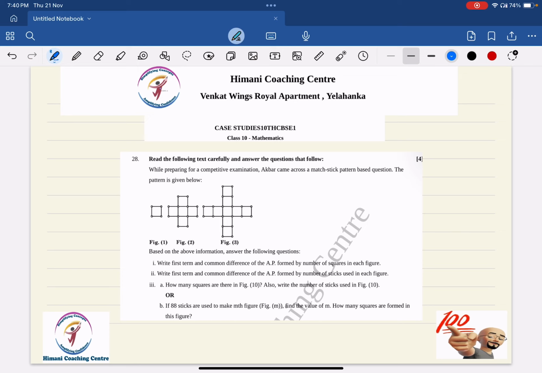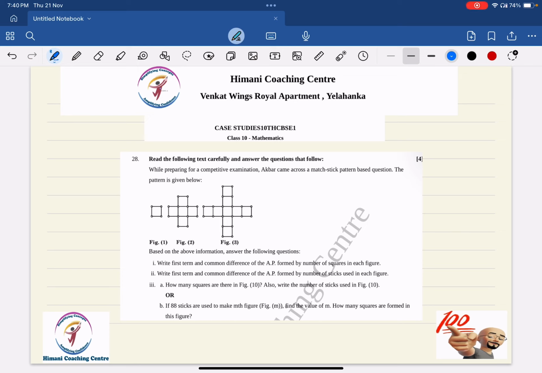Okay. Now let us look at this question. Again, whatever we are doing today has to do with arithmetic progression. So now let us look at this. It says, while preparing for a competitive exam, Akbar came across a matchstick pattern based question. The pattern is given below. So there are some matchsticks which are given. So it says, based on the above information, answer the following question.